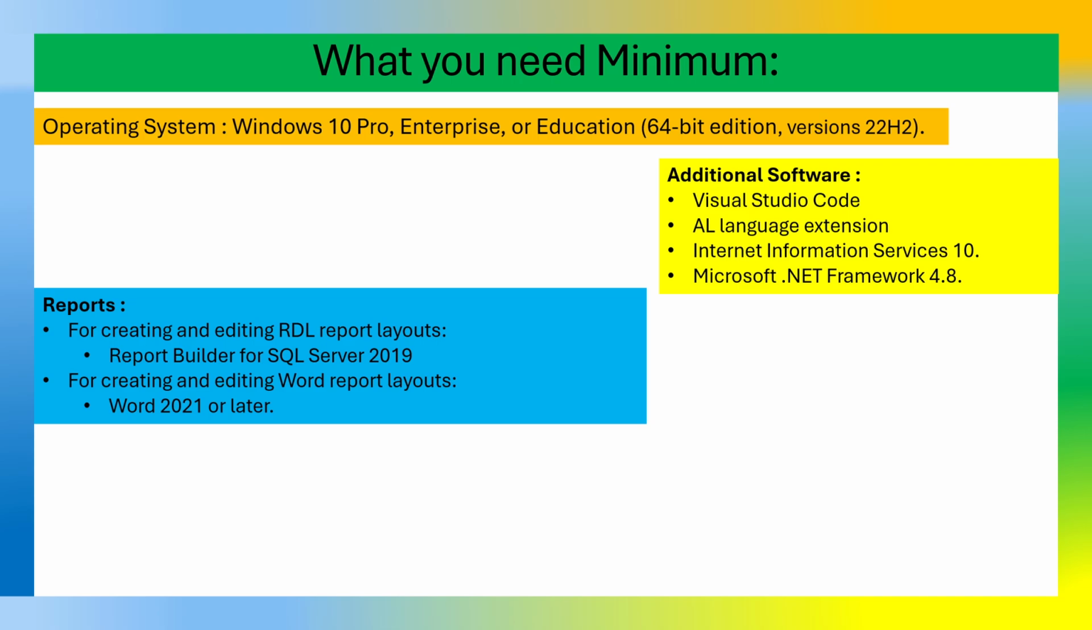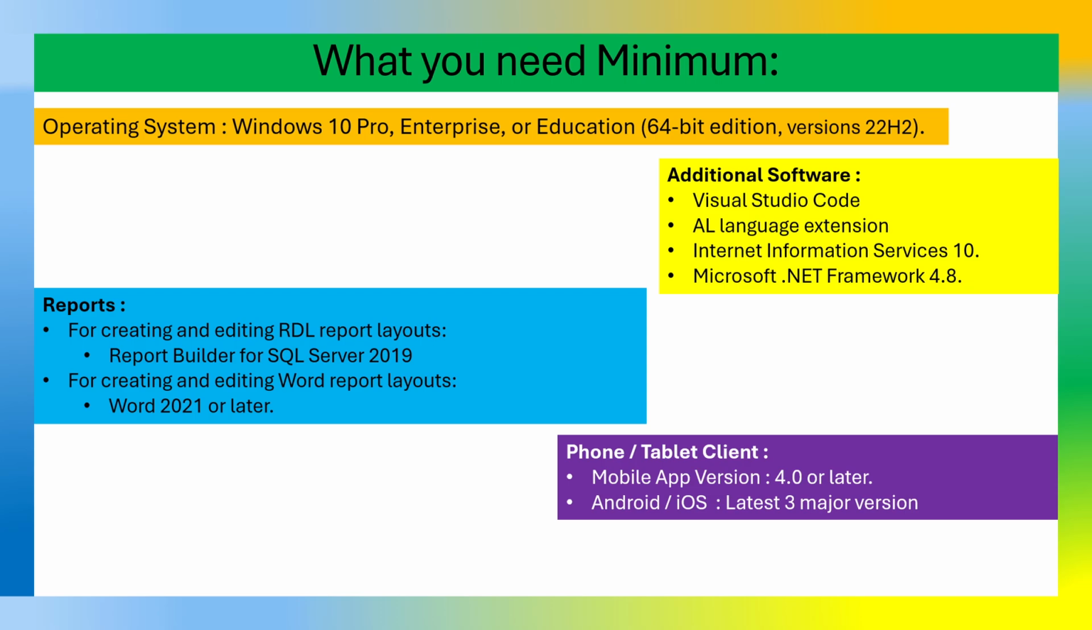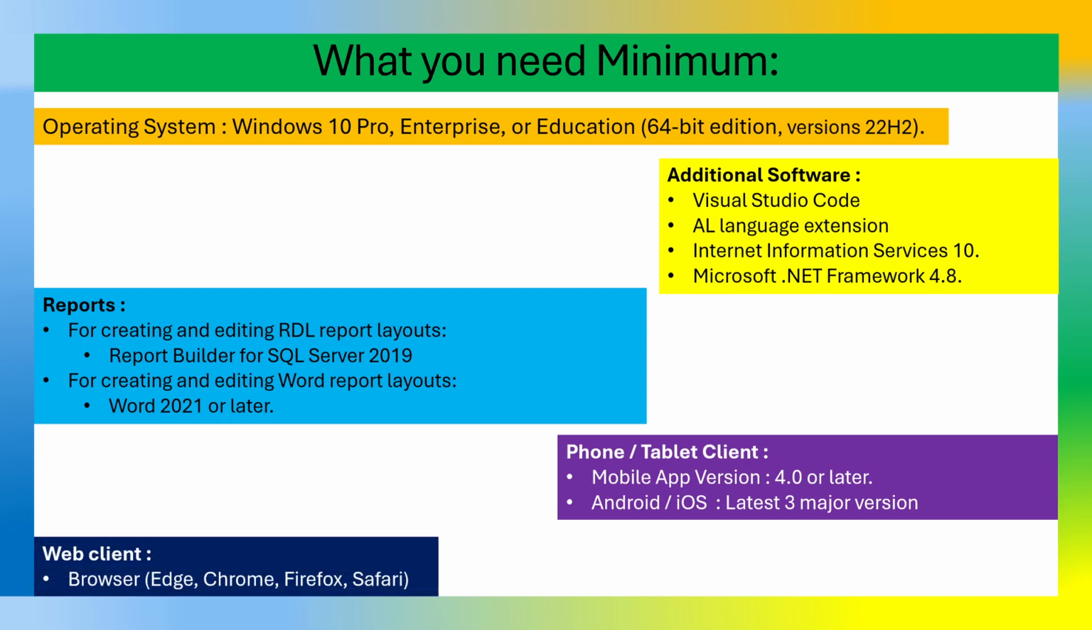But if you are into Word layout, you need to have Microsoft Word 2021 or later to build Word layouts. From a phone or a tablet client perspective, if you are testing it out, you need OS version 4.0 or later. And then for Android or iOS, it supports the latest 3 versions. Web client, we all know you need a browser, and in summary, you need somewhere between 16 to 32 GB of RAM if you want to use Business Central on your machine. Pause the video, take a screenshot if you need it. If you are in the community, the screenshot will already be available in the community at this moment.